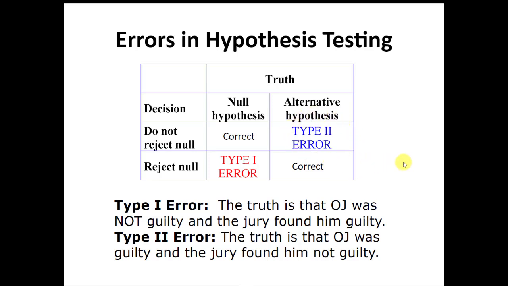In this situation, if a type 1 error was committed, then the truth was that OJ was not guilty and the jury found him guilty. That's what happened in the civil trial. If a type 2 error was committed in this scenario, then what happened is that the truth was that OJ was guilty and the jury found him not guilty, then the error would have been committed in the criminal trial.